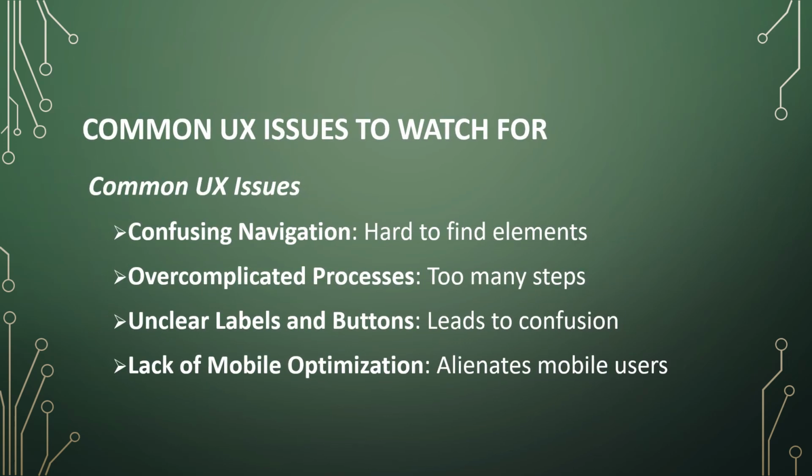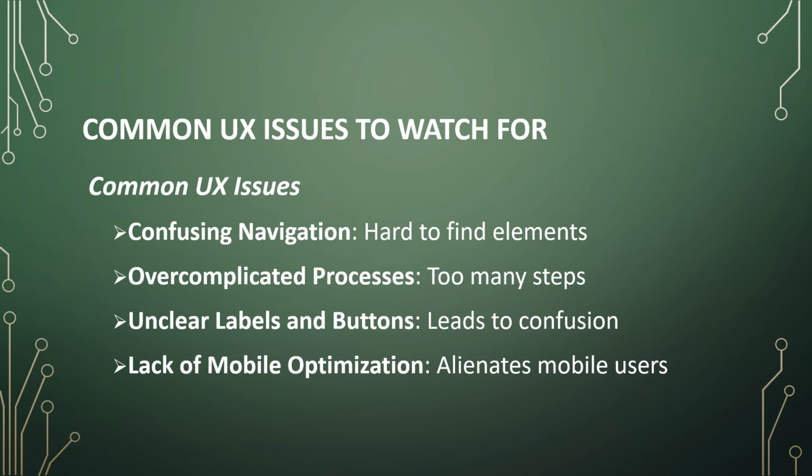During UX testing, there are several common issues to watch for, including confusing navigation. Users may struggle to find what they need if the layout is unclear or overly complex. Overcomplicated processes, tasks that require too many steps, can frustrate users and lead to abandonment. Unclear labels and buttons. If users are unsure what a button or label does, it creates hesitation and potential errors.